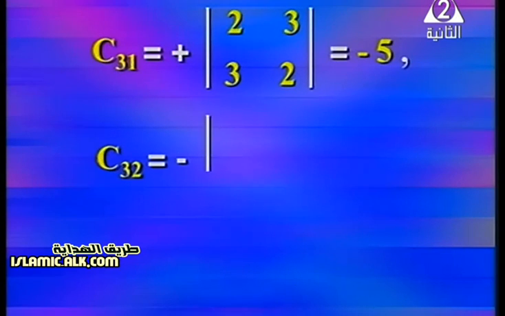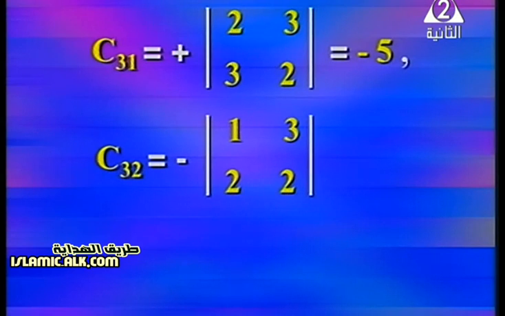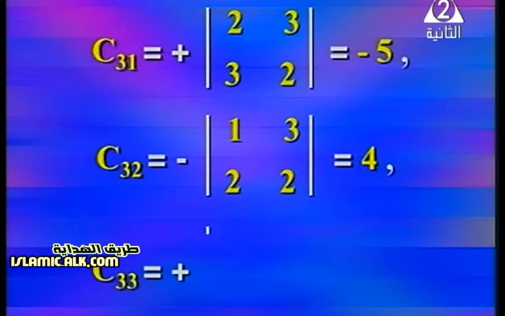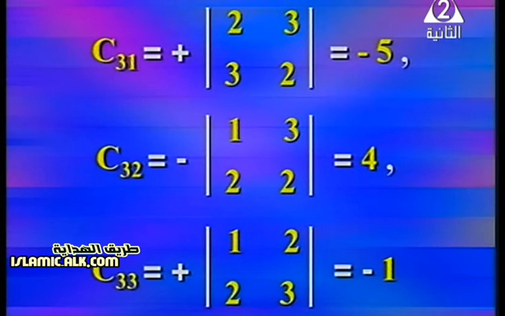C31, by the same method, negative 5. C32 is the third row, second column with a negative sign. The determinant equals 1 times 2 minus 2 times 3, negative 4, times negative, equals 4. C33 equals the determinant 1, 2, 2, 3, which is 3 minus 4, equal to negative 1.